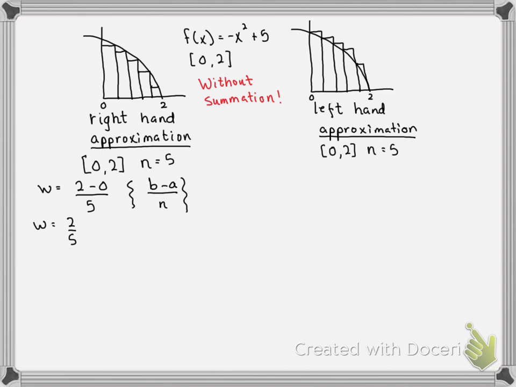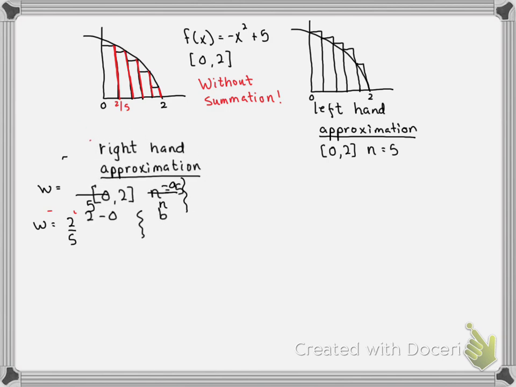Now, because this is a right-hand approximation, we're looking right here at the right hand of each one of those rectangles. The values are 2/5. Let me see if I can move this down just a little bit.